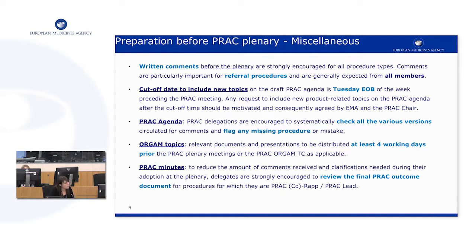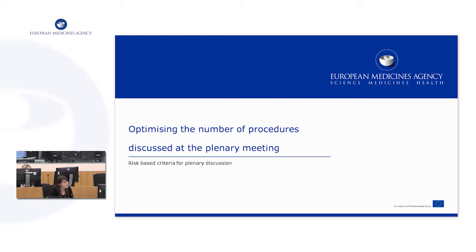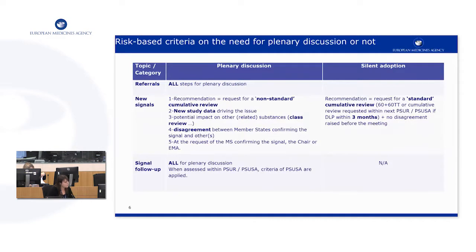Now, I think if we move to the next slide, we are actually tackling the second section of the best practice guidance, which is entitled Optimizing the Number of Procedures Discussed at the Plenary Meeting. And here are the infamous risk-based criteria for plenary discussion. So we've tried to capture everything here on the slides by means of a table to make it clearer to all of you. But for referrals, all referrals, we always go for discussion and all steps. So start and list of outstanding issues and recommendation, of course.